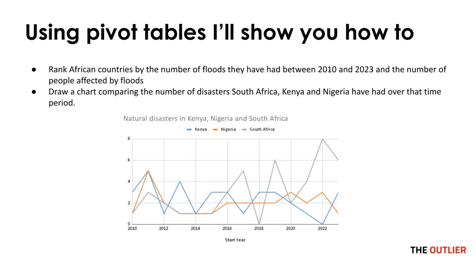So moving right along, this is what I'm going to show you how to do. We're going to use pivot tables to rank African countries by the number of floods they had between 2010 and 2023, and the number of people affected by those floods. And we're going to draw a chart like the one you can see in the screenshot that compares the number of disasters that South Africa, Kenya, and Nigeria had over that same time period. Okay, so let me get rid of the slides and share my screen.